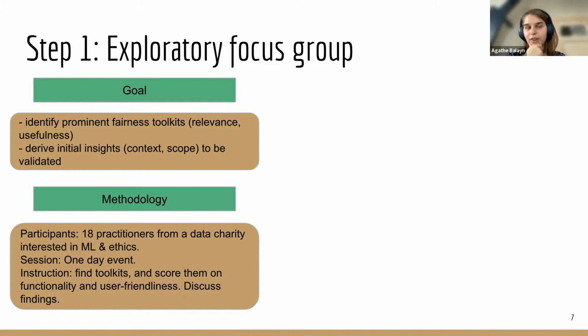recruited from a data charity in the UK. And they were all already interested in machine learning and ethics generally. The focus group was a one-day event with all these practitioners. They were divided into multiple groups and asked to identify various toolkits, or maybe toolkits they already use. In this case, it was not only on fairness, but also explainability, I think also auditing, and two other topics. They were asked to identify toolkits on the topic and rate their functionality and user friendliness.